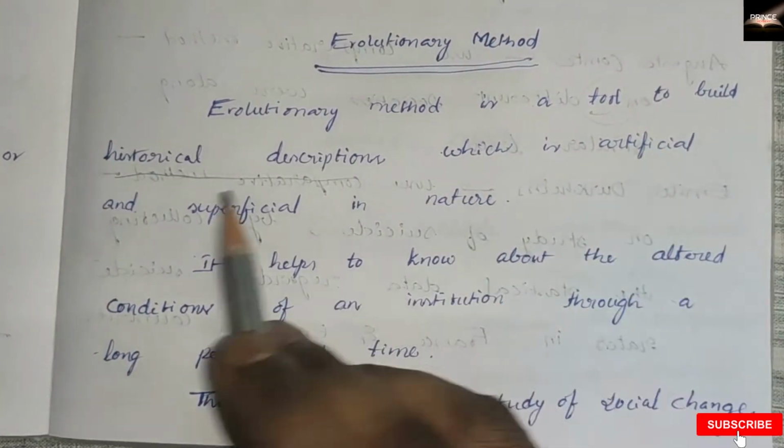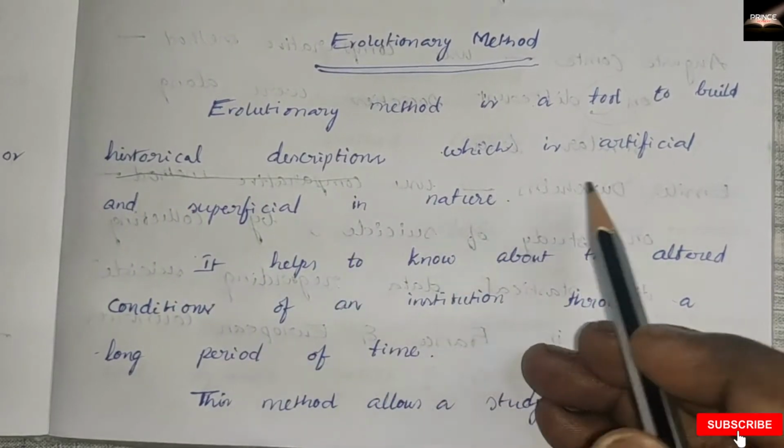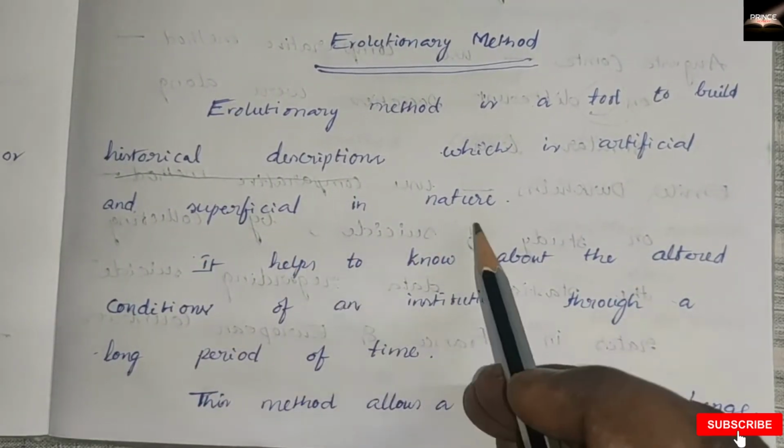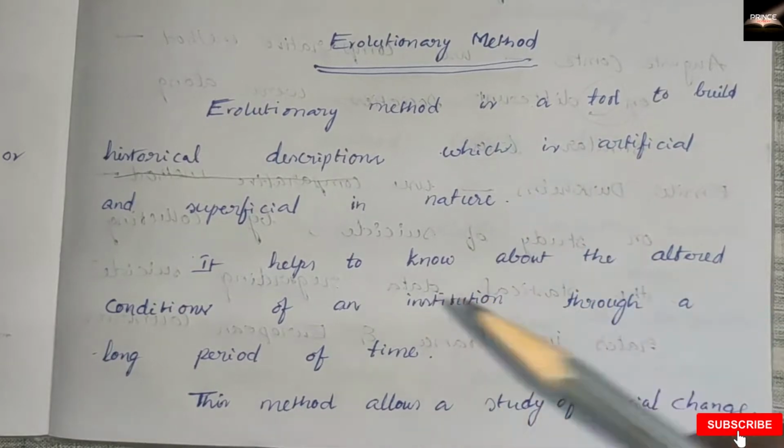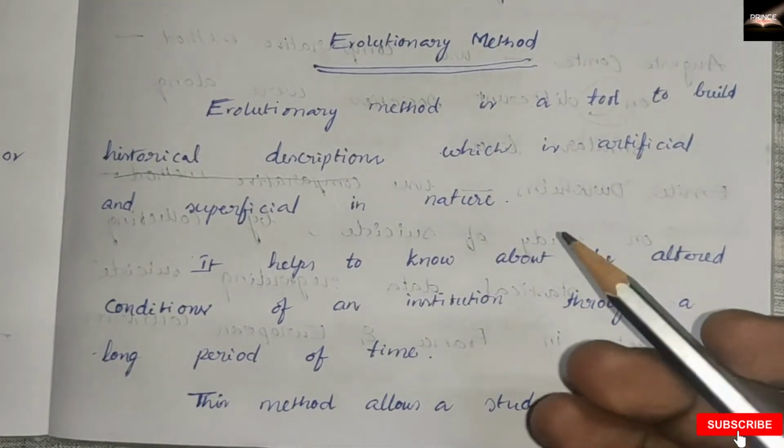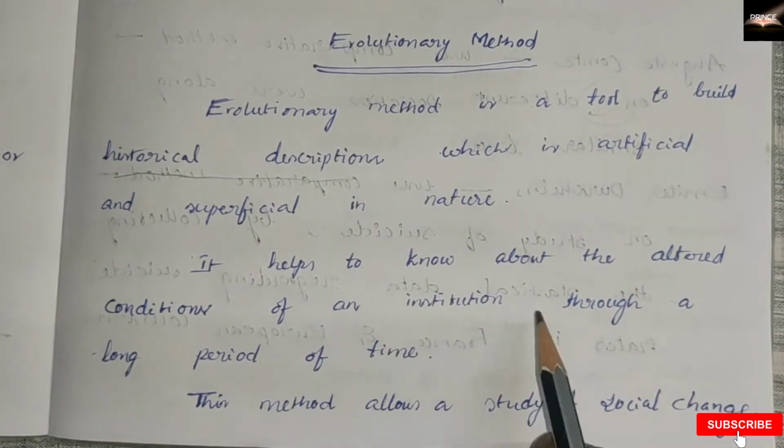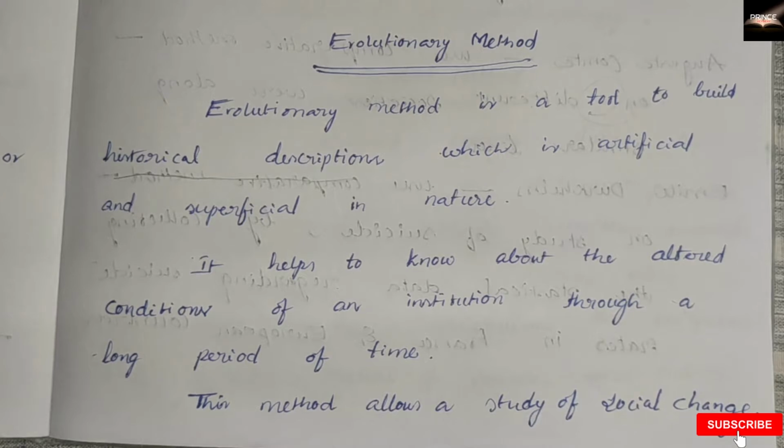Evolutionary method is a tool to build historical descriptions, which is artificial and superficial in nature. It helps to know about the altered conditions of an institution through a long period of time. Suppose society is changing day by day; by using the evolutionary method, we can observe those changes from day one to the present, and the evolutionary method is used for that by researchers.